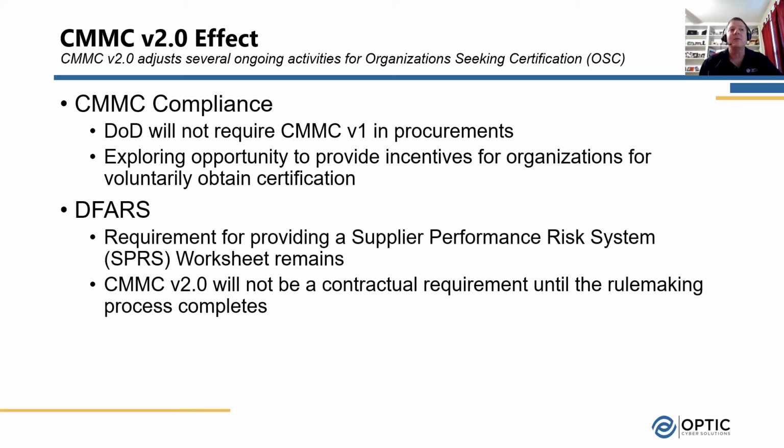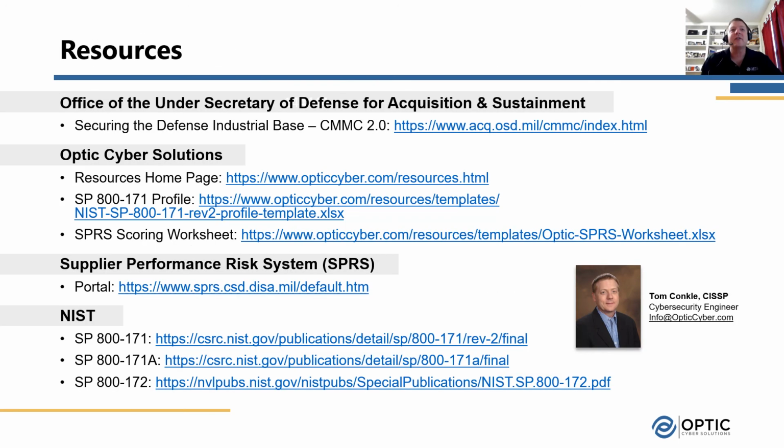Some of the other things to keep in mind is from the DFAR standpoint, again, the requirement for organizations to complete the supplier performance risk system is still in place. That doesn't go away. So for right now, while we're going through the 2.0 rulemaking process, organizations are required to have a current SPRS worksheet uploaded to the SPRS system itself. And again, 2.0 will not show up in any contractual requirements until after the rulemaking process is completed and it's officially added to DFARS. We just wanted to take a few moments today to provide a quick overview on 2.0.